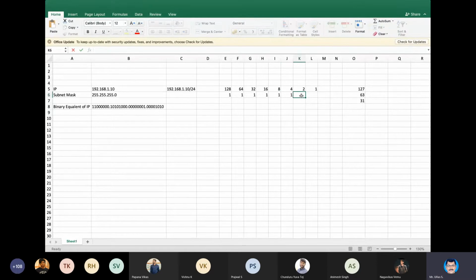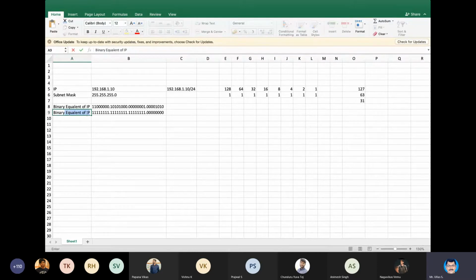So I can easily write like this: 1, 2, 3, 4, 5, 6, 7, 8 ones dot 1, 2, 3, 4, 5, 6, 7, 8 ones. 1, 2, 3, 4, 5, 6, 7, 8 ones. Then the last octet 8 zeros. So this is the binary equivalent of IP and binary equivalent of I'll use subnet mask, okay, as short form.